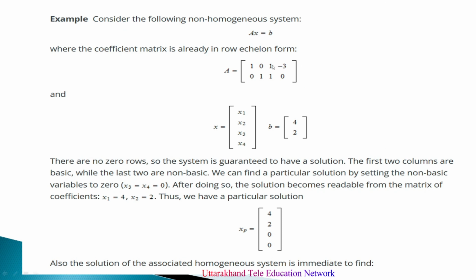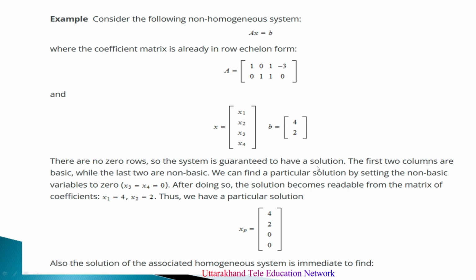You see, matrix A is defined this way. We are dealing with 4 variables, x1, x2, x3, x4, and for the part b there is 4, 2. First we have to check whether a solution is possible or not. There are no zero rows, so the system is guaranteed to have a solution. Had we encountered some zero rows, we would have to compare them with the right-hand side, and if it is non-zero, then we have to go further. That is a complicated situation. We are not going to mention it here.